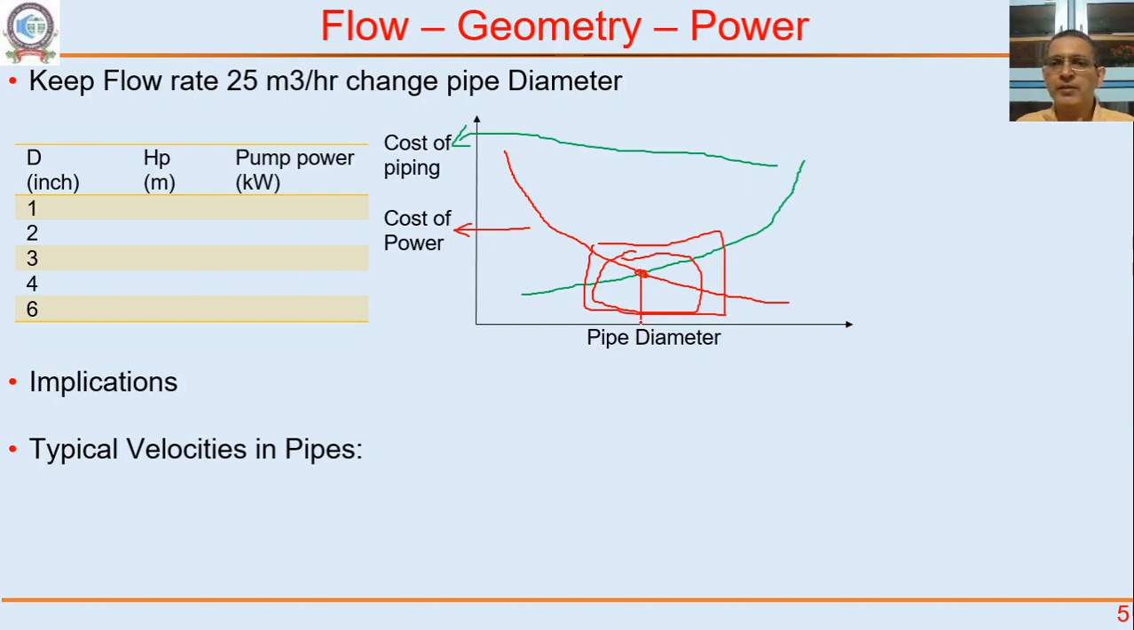In your fourth year, you can see that it is not exactly this point because these costs are different. One is per year and cost of piping is a one-time cost. So we need to apportion that cost of piping to 1 year. Then we can take it properly. So don't worry about that. Implication is that there is an optimum pipe diameter, and typical velocities of liquids in pipelines at this optimum are about 1 to 1.5 meters per second. You can choose your pipe diameter so as to keep velocity around 1 to 1.5 meters per second.